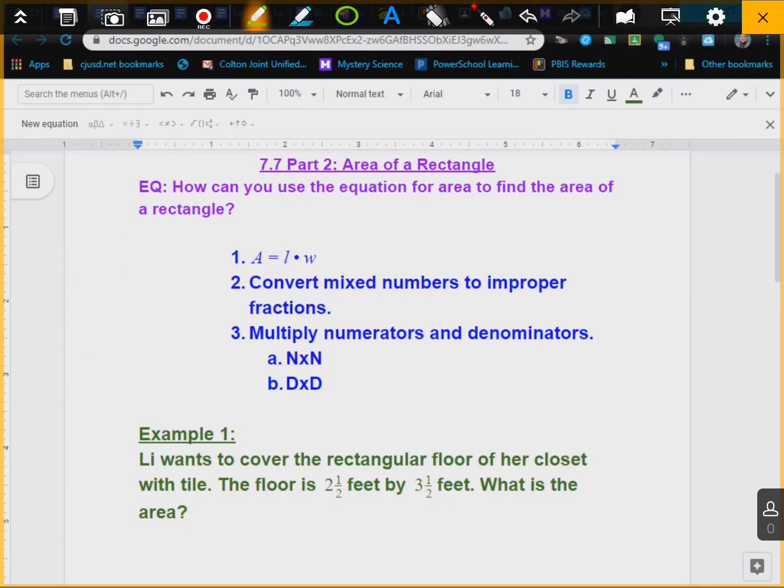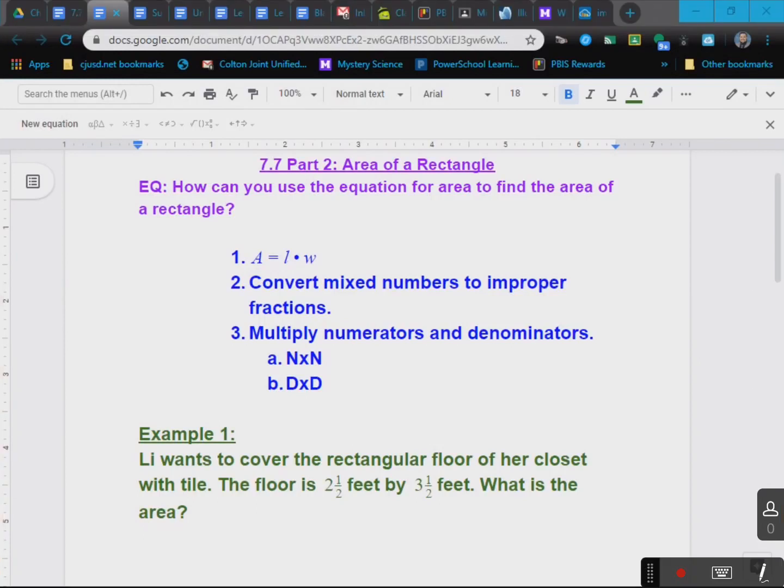Second step is, when you have mixed numbers, you need to convert them into improper fractions before you multiply them, or you're going to get your answer wrong. So a lot of you guys don't do that, and you get the answer wrong. You got to do that. You have to convert mixed numbers to improper fractions. Then you multiply the numerators and denominators.